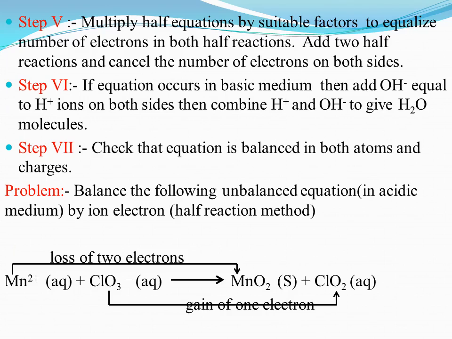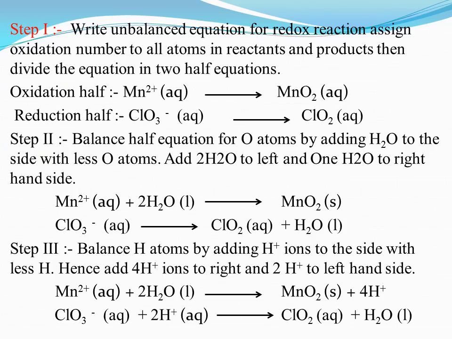The arrowhead which joins Mn on the reaction, there is loss of 2 electrons. The arrowhead which joins oxygens, there is gain of 1 electron. In step first, write the unbalanced equation for the redox reaction. Assign oxidation number to all the atoms in reactant and product. Then divide the equation into half equations.